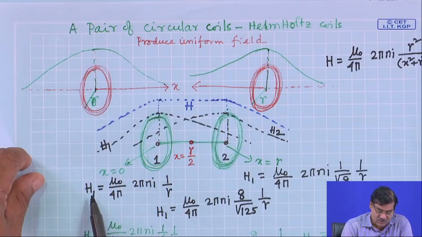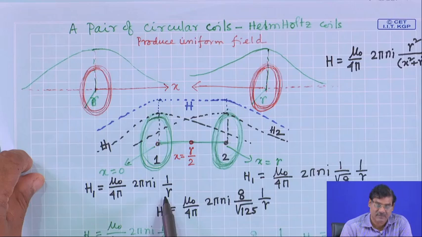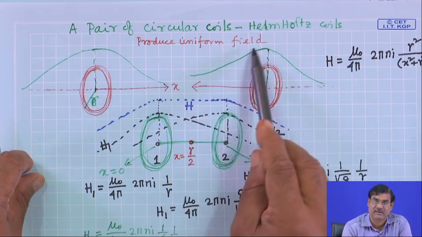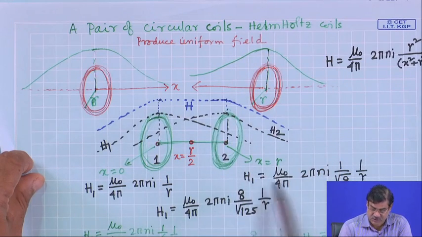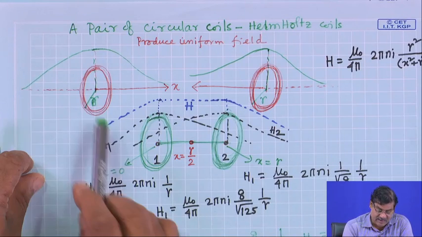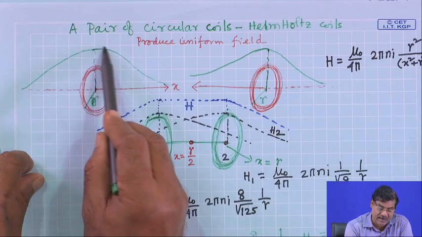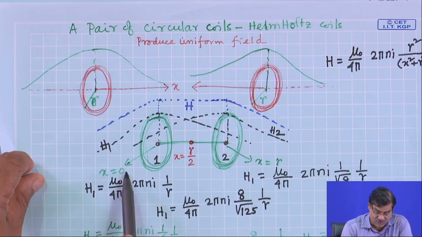So, coil 1. What is the field? You have seen that at the center it is mu 0 by 4 pi, 2 pi n I by r. Another coil also will give this field variation like this, for this say coil 2, this is H 2, this is H 1. Okay, fine. So, basically the magnetic field due to this coil will vary like this. Okay. Now, at the center, x equal to 0, this is the field.